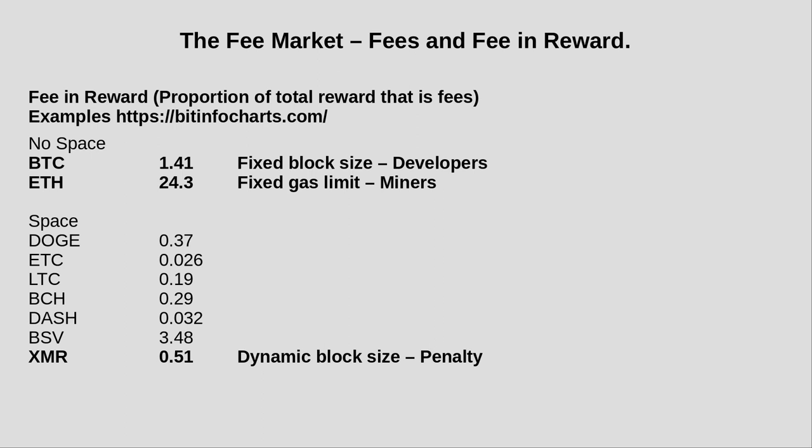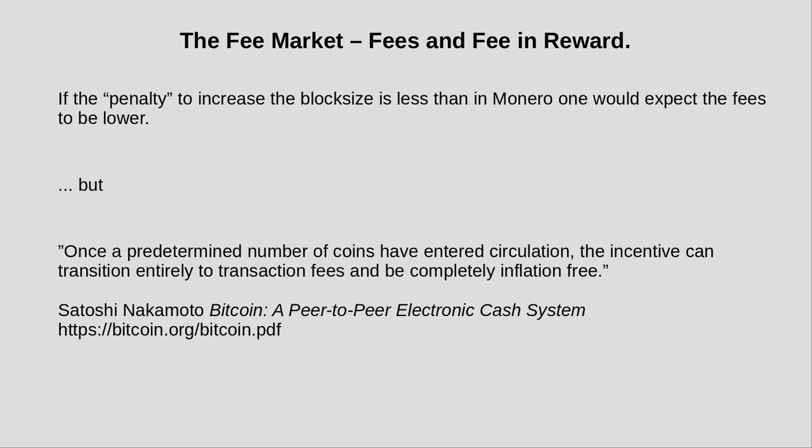Now, Monero is still in the space section, and so you have the dynamic penalty. Okay, so here's the question. If the point is that the friction to increase the block size is less than Monero's, I would expect the fees to be lower. Let me think about this for a moment. If you put less friction than Monero has on increasing the block size, you expect fees to be less rather than more. So Monero effectively puts a cap on this.